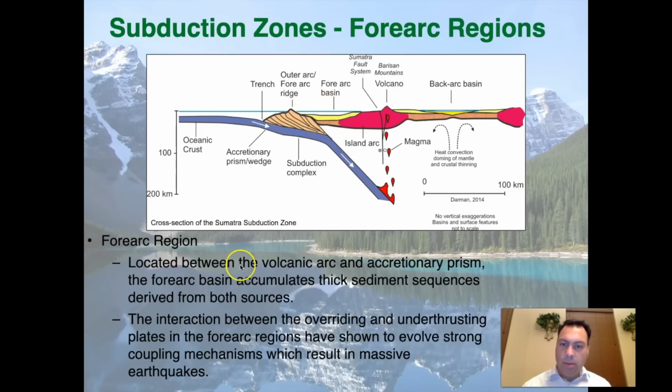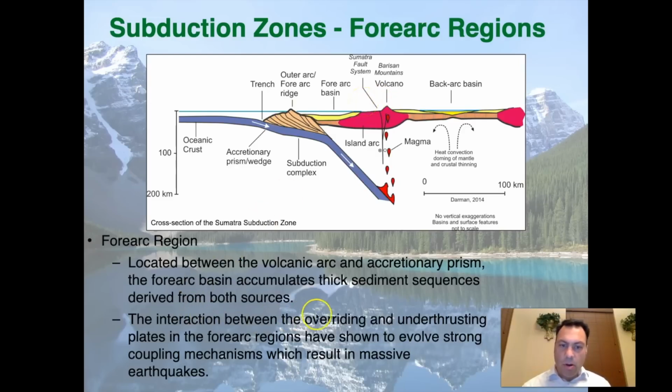So located between the volcanic arc and accretionary prism, the fore-arc basin accumulates thick sediment sequences derived from both sources. So in other words, it's getting sediments that are eroding from off of this outer arc, fore-arc ridge, and the actual volcanoes that we see back here. These will be producing large amounts of sediment.